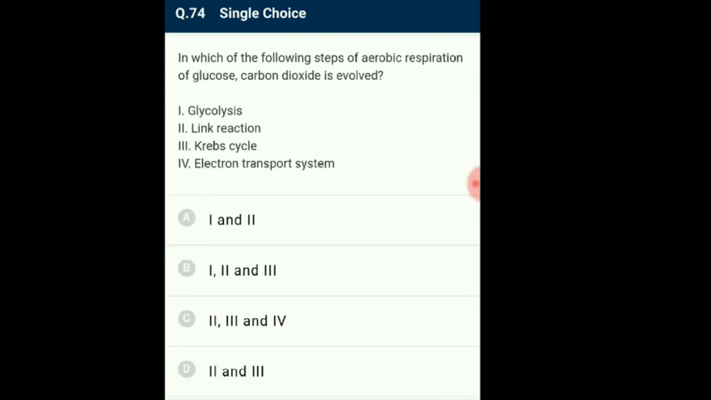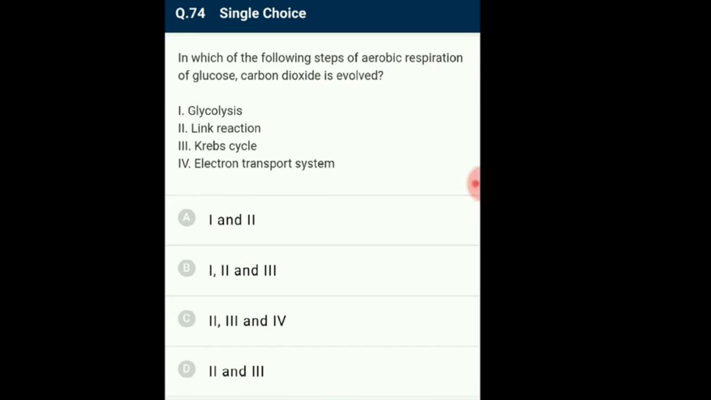Question number 74. In which of the following steps of aerobic respiration of glucose is carbon dioxide evolved? Glycolysis, link reaction, Krebs cycle, electron transport system. In the link reaction, pyruvic acid is converted into acetyl coenzyme A, also producing reduced coenzyme NADH2 and carbon dioxide in the presence of the enzyme pyruvate dehydrogenase.